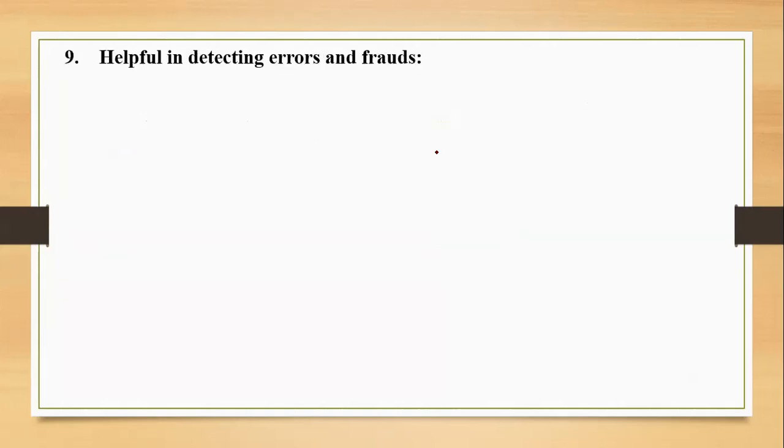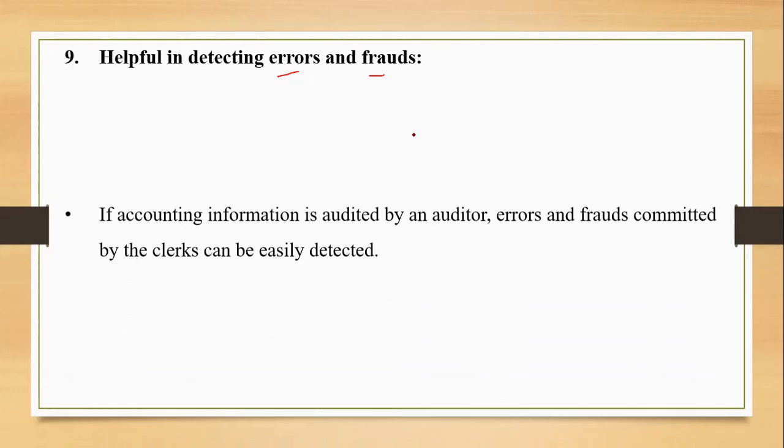Next is helpful in detecting errors and frauds. If we have a proper record, and any error does take place, we can come to know about that. Suppose I purchased some goods from Ronak and made the payment, but the accounts don't tally. In that case, we can cross check whatever recording is done with us. With the help of that particular recording, the errors can be detected very easily and rectified. Even if any employees have been committing some frauds, those also can be taken care of if we have a proper record with us.